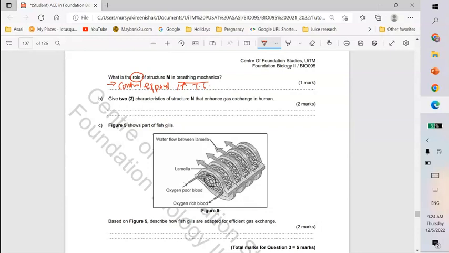Still no Aisyah Nadira. Okay, so we move on to Dania Akta. Nur Dania.